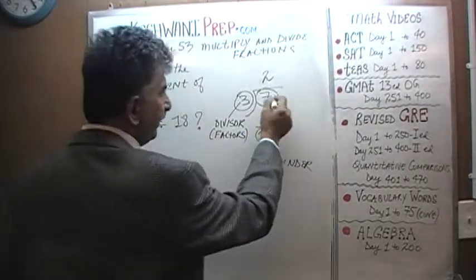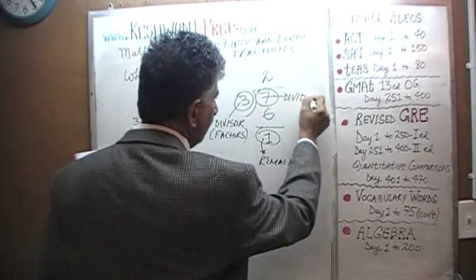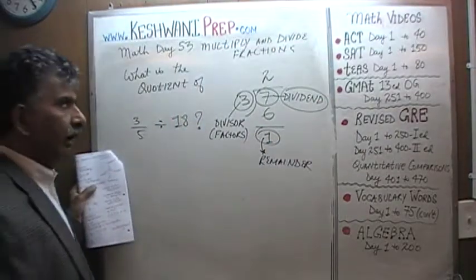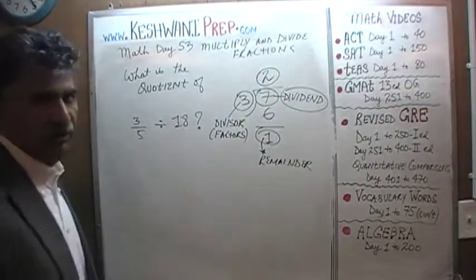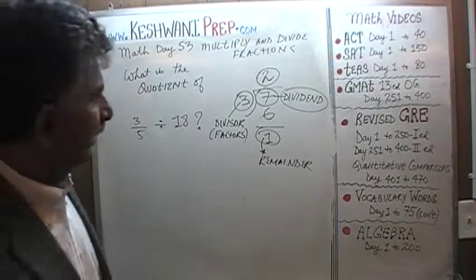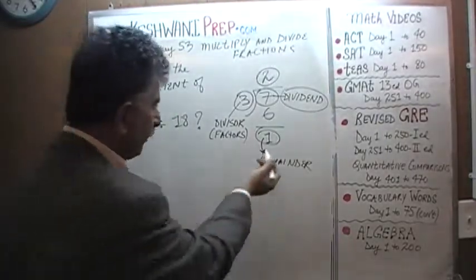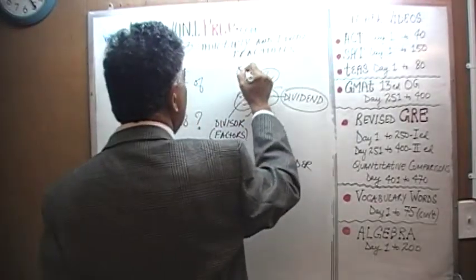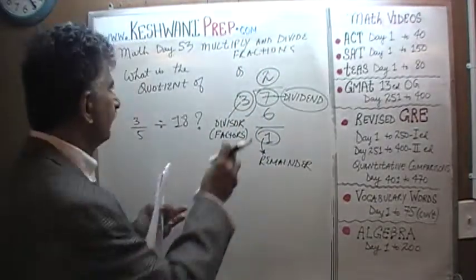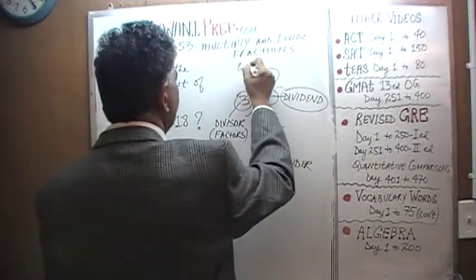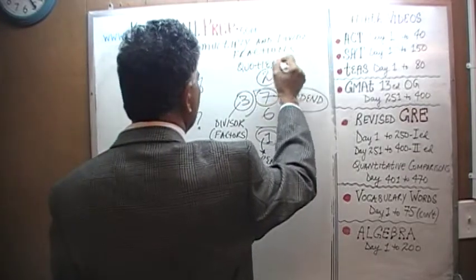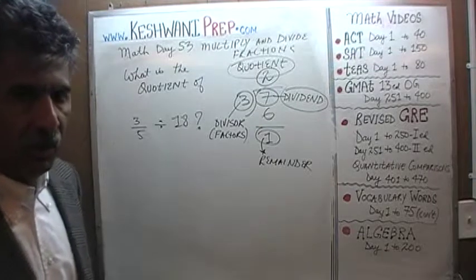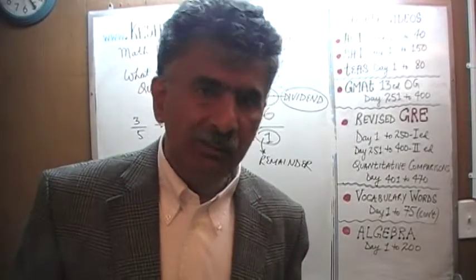The number that is being divided, 7 in this case, is called the dividend. And the final result that we get when we finish our division, in this case the answer is 2 with a leftover of 1, but the answer is 2, is called the quotient.